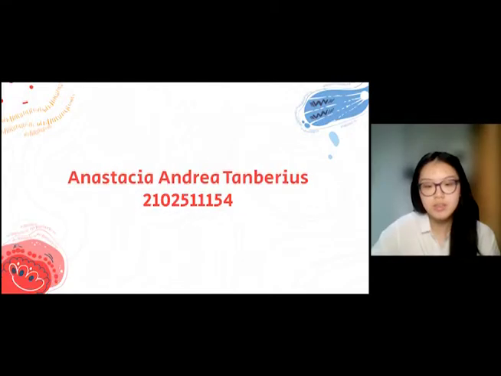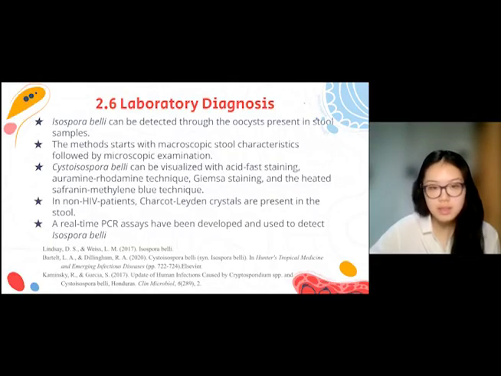Next slide. First of all, let me introduce myself. I'm Anastasia Andreatamberius with the last three digits 154. Here, I'm going to explain the laboratory diagnosis of Isospora belli. Diagnosis of Isospora belli is achieved by the detection of the oocysts present in stool samples. Universal precautions should be taken when examining fresh stool samples. The method starts with macroscopic stool characteristics such as consistency, presence of blood and/or mucus, segments or adult parasites, followed by microscopic examination. Cystoisospora belli are acid-fast parasites.